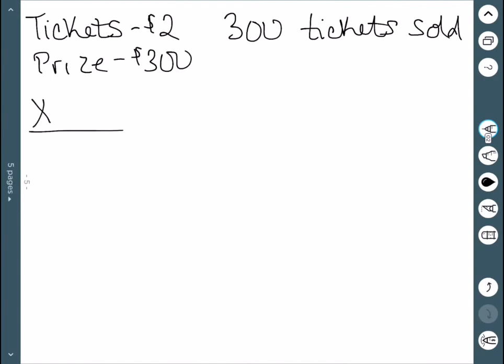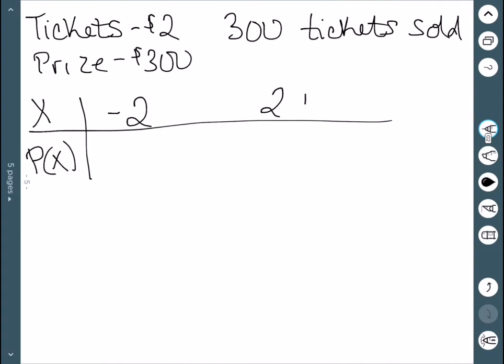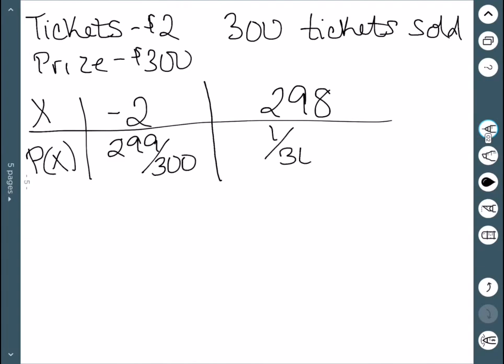We need to start by building a probability distribution. In this case, we have 2 options. We can lose, in which case we spent $2 and lost, or we could win, in which case we win $300. But we still did have to spend $2, so in reality, we only gain $298. We have a 299 out of 300 chance to lose, and then a 1 out of 300 chance to win.